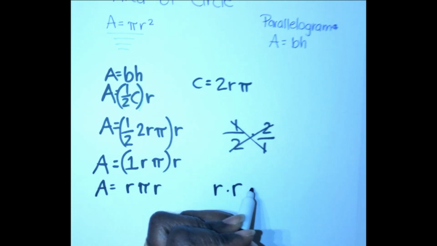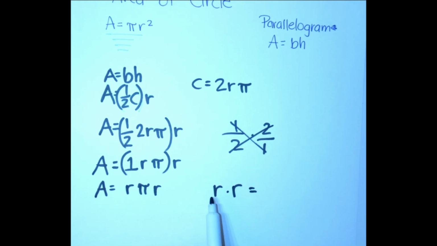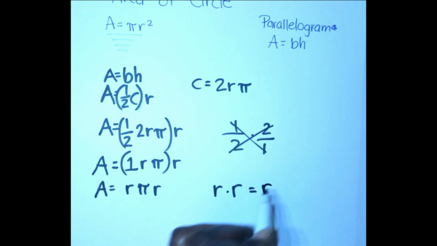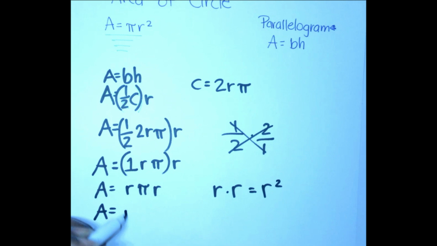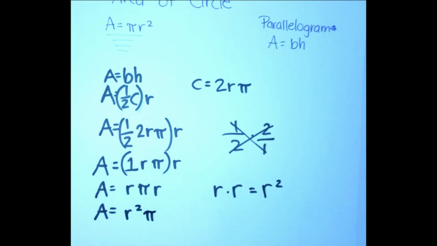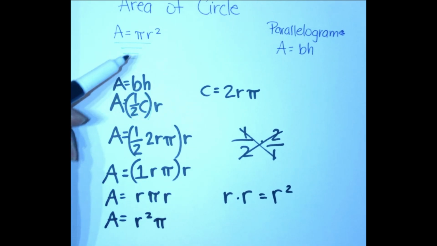Okay. And we've learned about exponents. So when we see that a number or a variable is being multiplied by the same number or variable, then we know that we're just saying this is r to the second power. Okay. So then what we end up with is going to be area is equal to r squared times pi, which is the same thing that we have up here. Now, up here we have pi r squared.